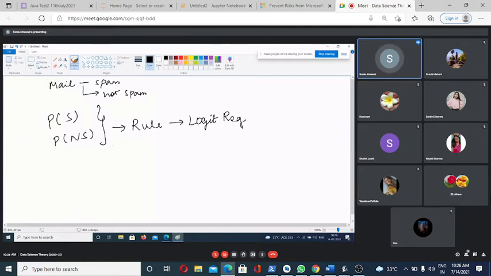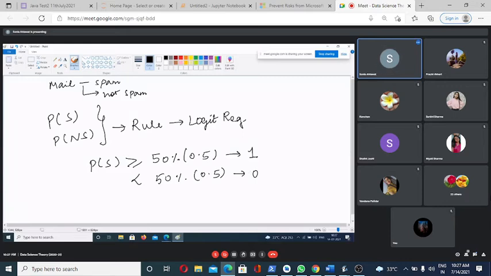Now what will happen? I'll simply say if my probability is greater than 50%, or above 0.5, then I'll say it is 1. That means it is a spam. And if it is less than 50%, that means below 0.5, then it is going to be 0. That means it is not a spam. Getting my point?